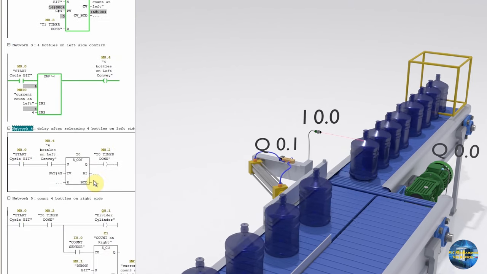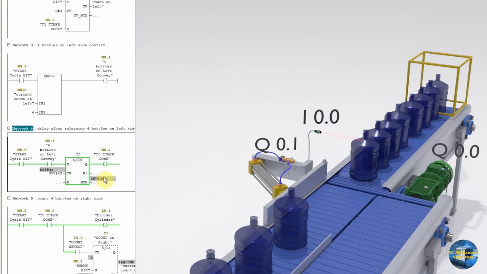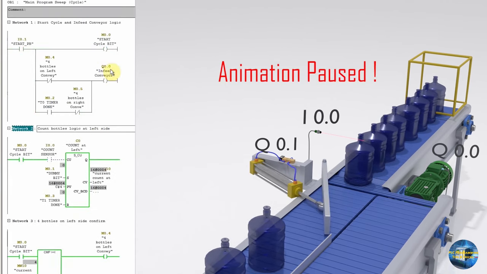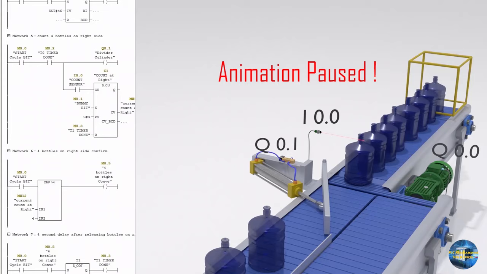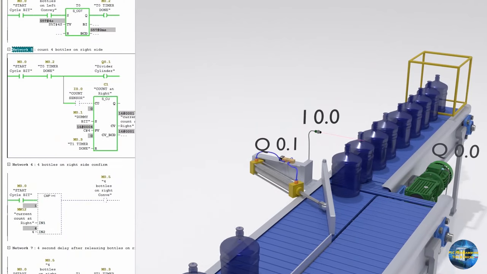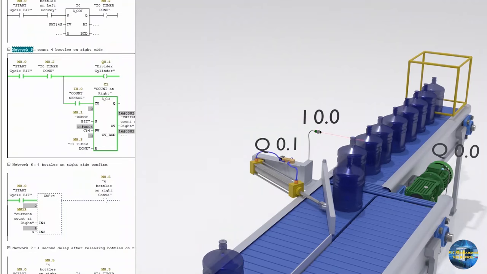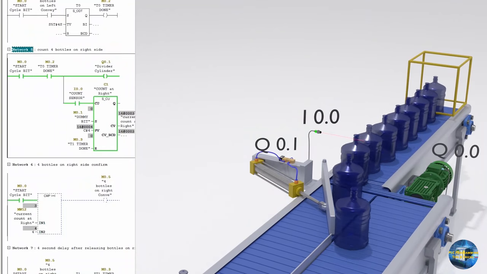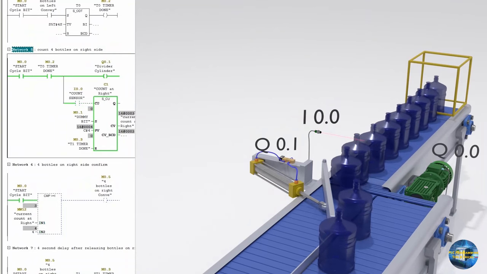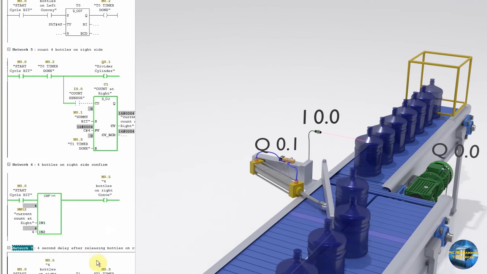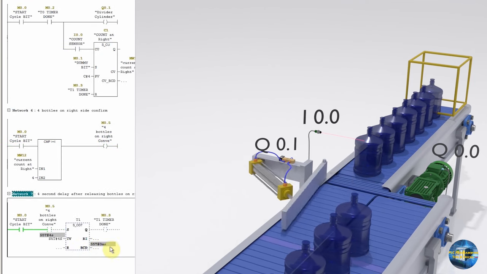And after a 4-second delay by the timer T0 in network 4, the infeed conveyor starts again and the diverter cylinder moves towards the right side. And bottles start to travel towards the right side. Each time a bottle passes in front of the count sensor I0.0, the right side counter C1 is incremented by 1. And as the 4 bottles are released onto the right side conveyor, the infeed conveyor Q0.0 stops.